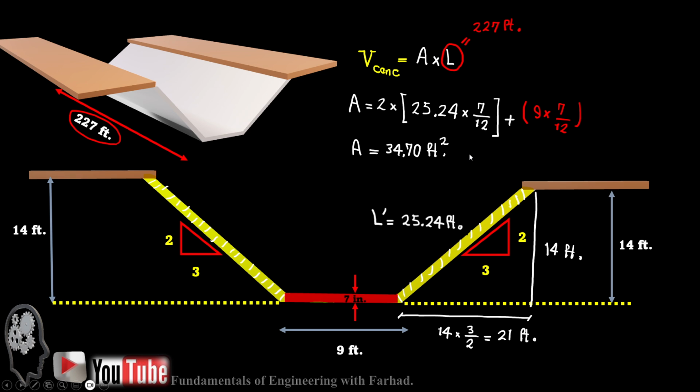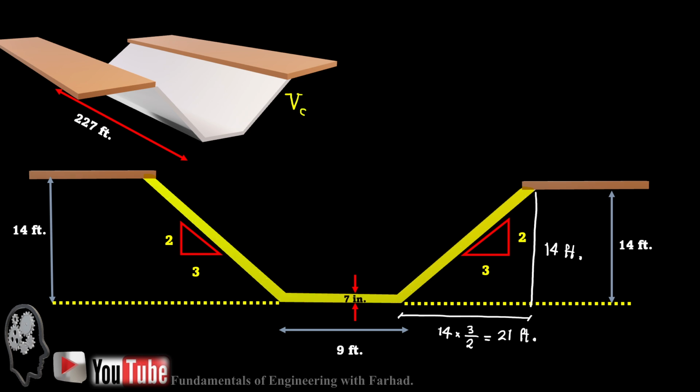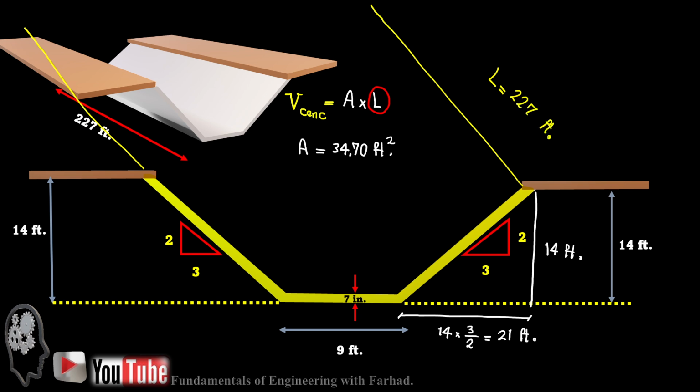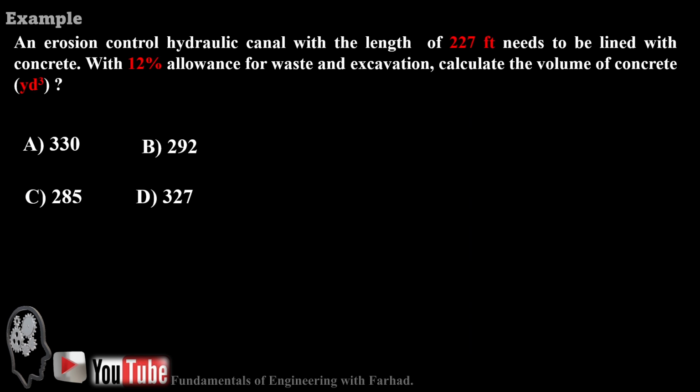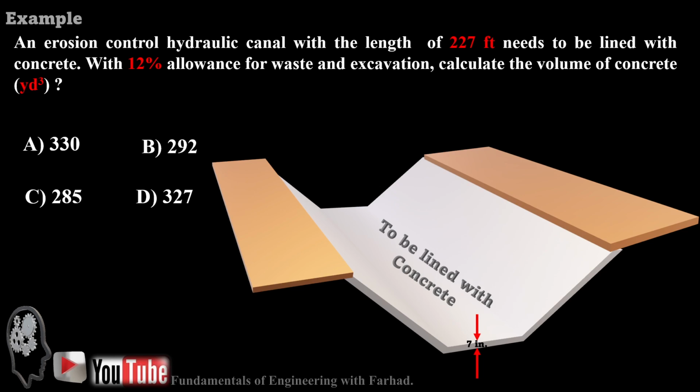As soon as we have the area, we can simply multiply our area by the length of our canal. Then we get the volume of concrete needed in terms of cubic feet. So our volume is this numeric number, in cubic feet. And as we jump to our problem statement and multiple choices, you can easily see this is the volume, which you can see here.